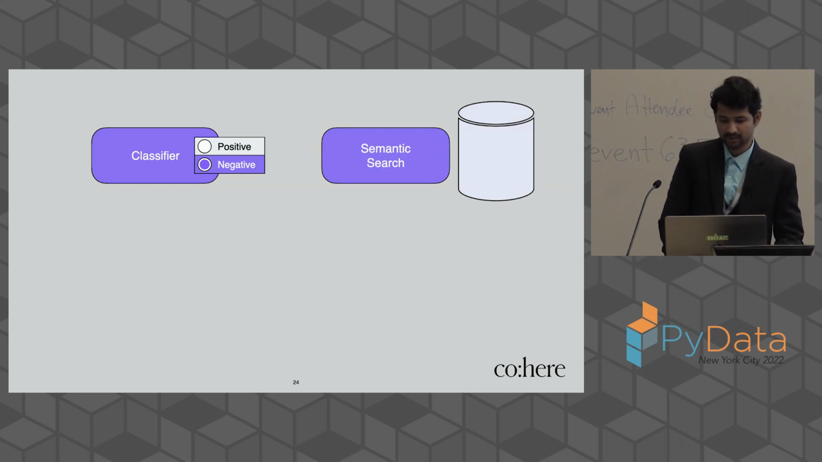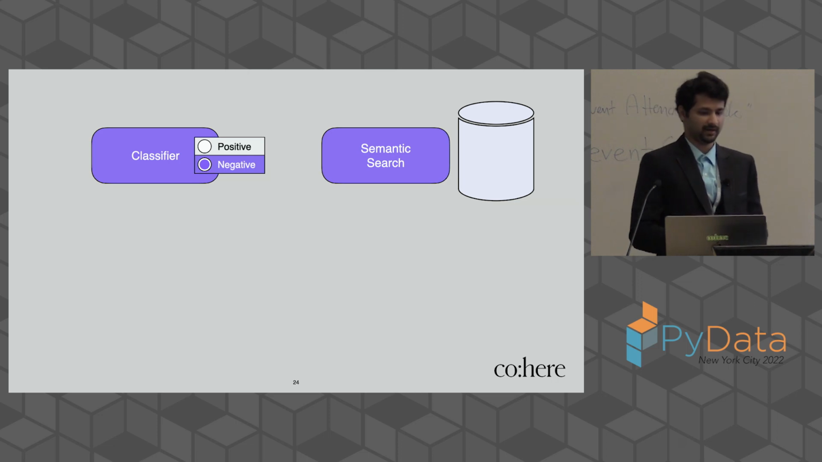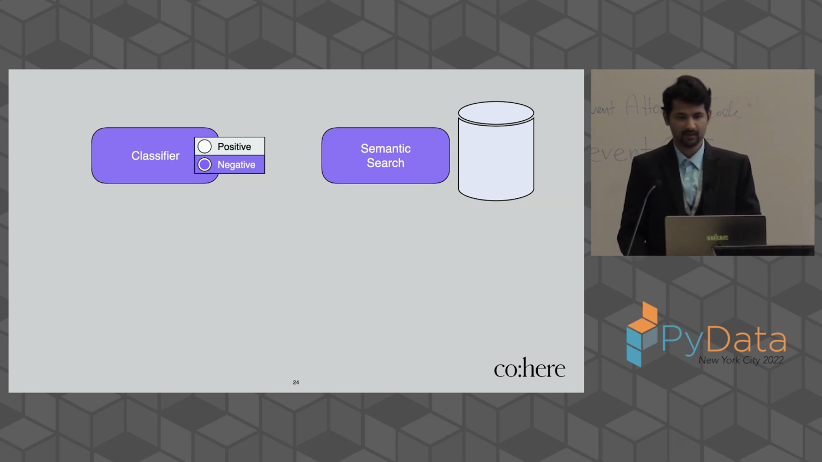Another use case, as I mentioned before, is semantic search, where you actually search for something and you have a huge repository of information, and you try to find what closely resembles that. And why is this not the same as just a string lookup, right?